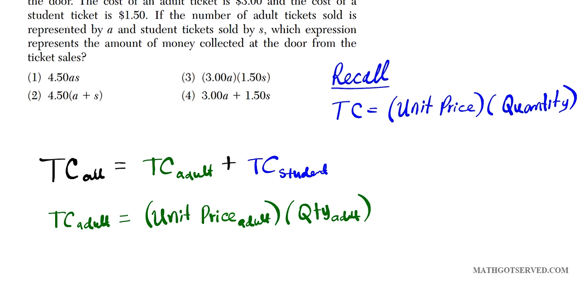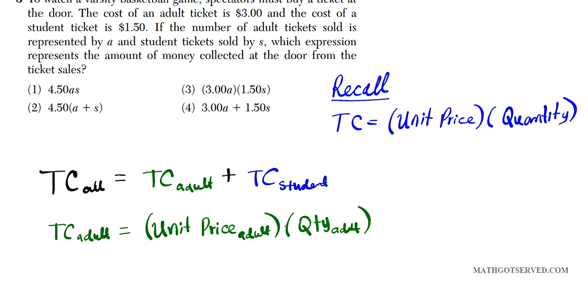Now let's go back to the problem. What is the unit price for adult tickets? How much does each adult ticket cost? Each adult ticket costs $3. So this is going to be 3 times, what is the quantity of adult tickets sold? It says the number of adult tickets sold is A. So 3 times A will give us the total cost for adult tickets. Okay, we can write 3.00. So if we multiply these two, we're going to get 3.00A for the total cost of adult tickets.